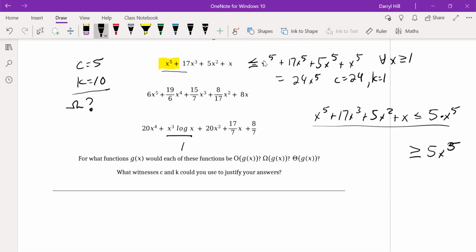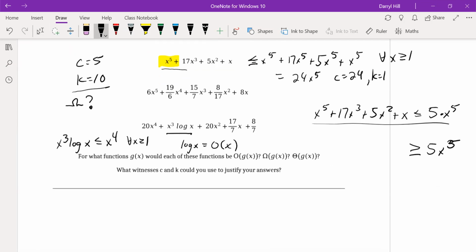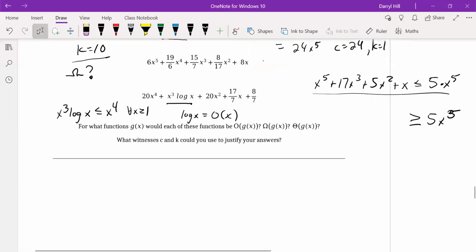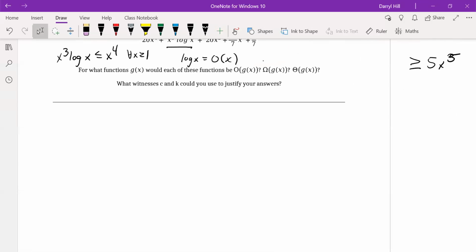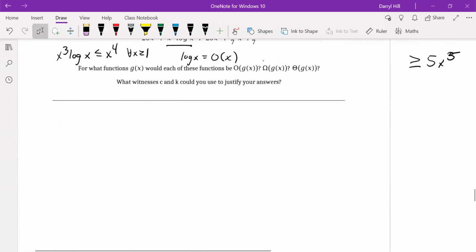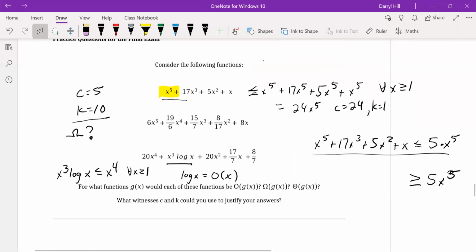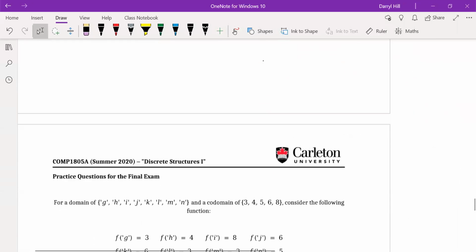For one like this, remember that log x is big O of x. So I could say x cubed log x is less than or equal to x to the fourth for all x greater than or equal to 1. And remember what we talked about for the sine and cosine. Any other questions for big O? All right.